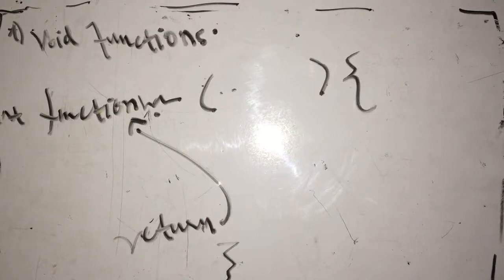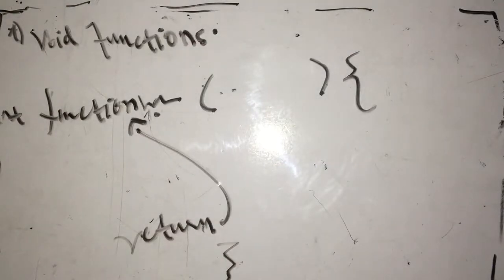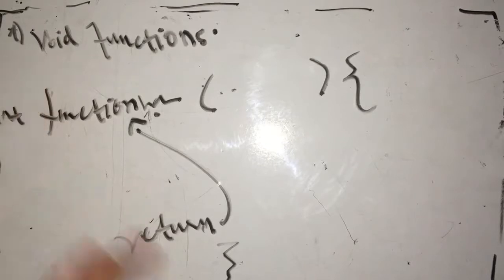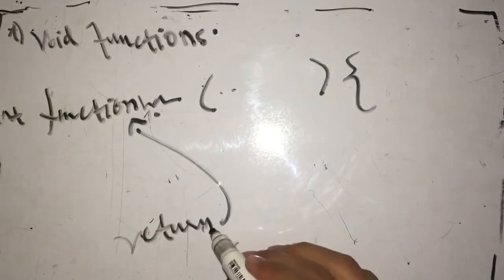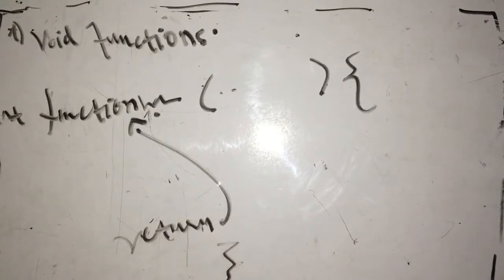But what are void functions? Basically, the main difference between a value returning function and a void function is that void functions do not return values. So you don't use a return statement in void functions. They do not return a value.